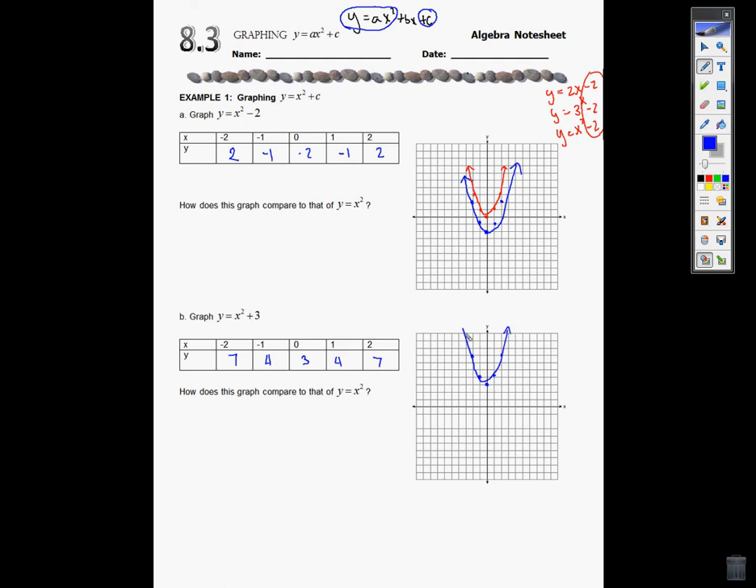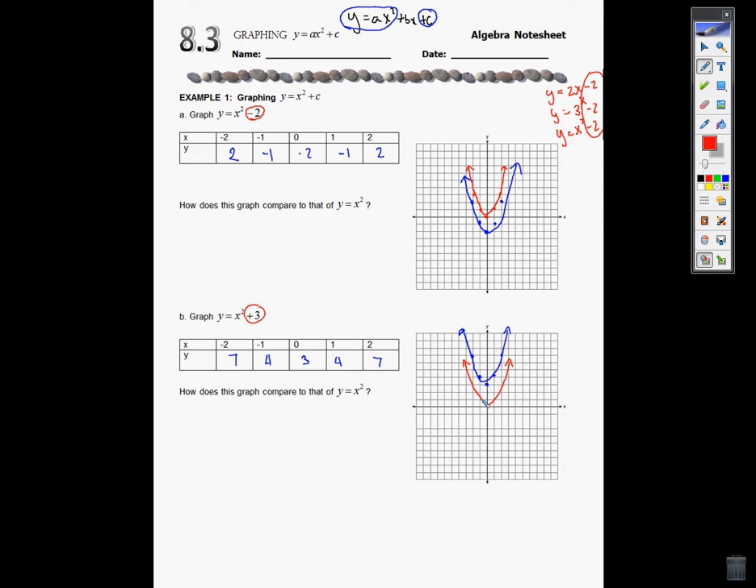Ooh, I really traced those points poorly. Anyway, what are we noticing between that and the graph of something like x squared, which roughly will be something like this? Okay, again, the plus 3 this time, instead of it being a minus 2, is going to be shifting it up instead of down.